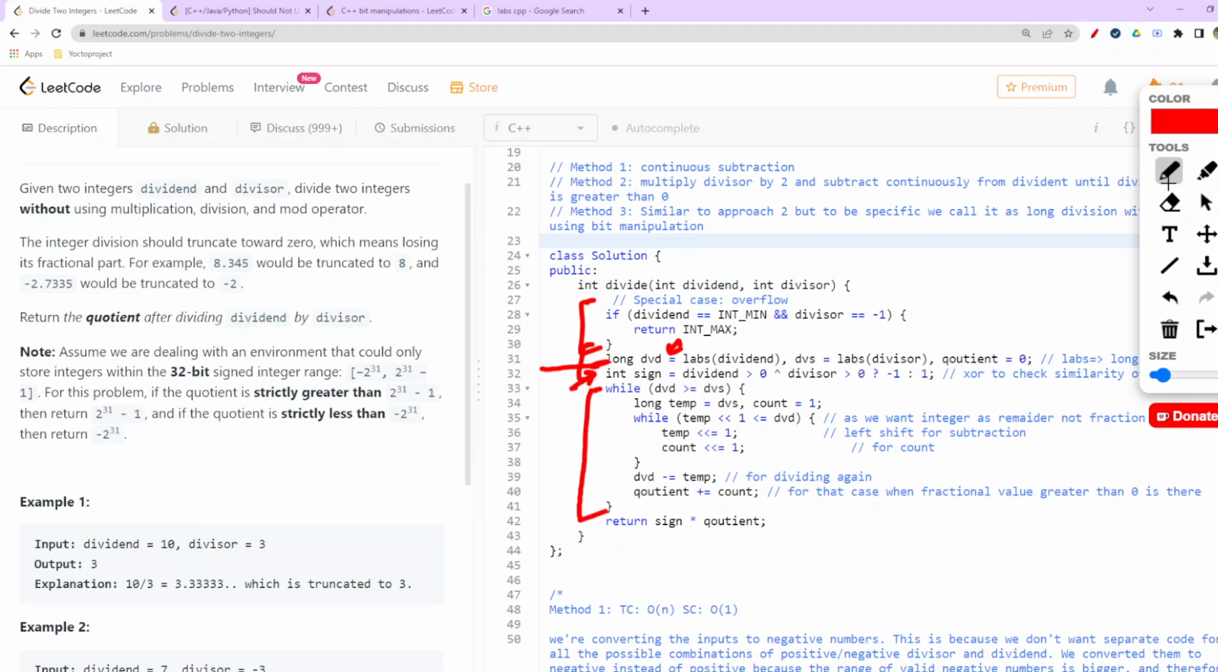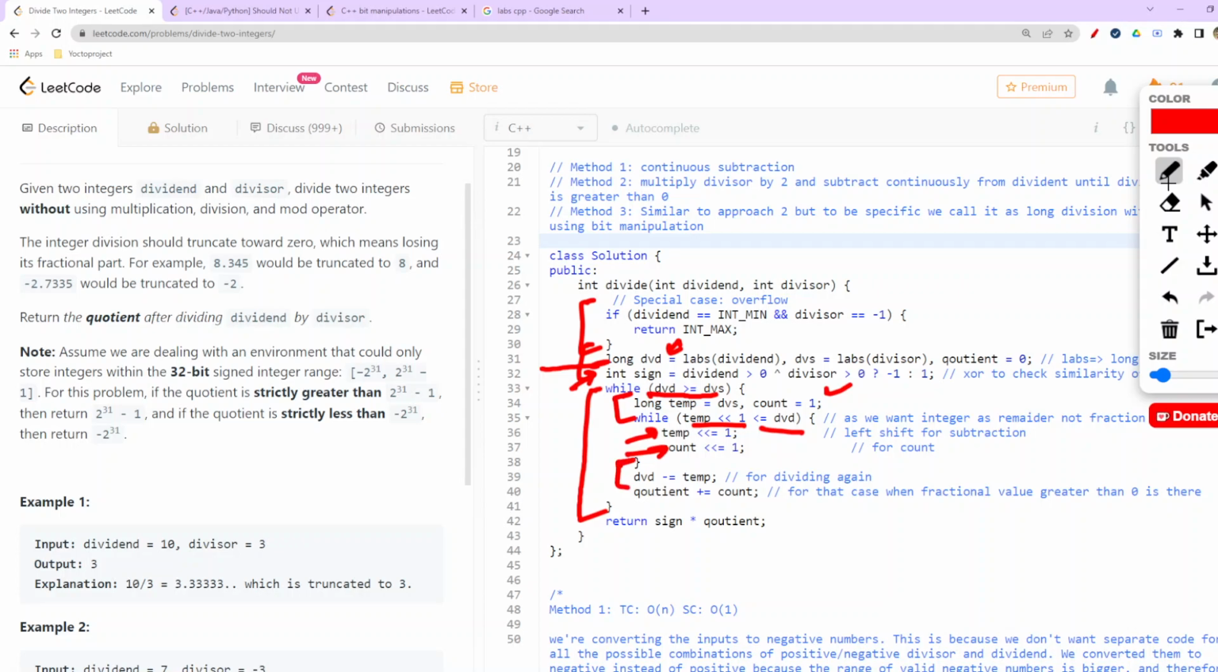And now we are doing this condition only when dividend is greater than or equal to divisor, or we can say dividend minus divisor is greater than or equal to 0. So we take this long temp where we will be having this divisor, because we are required to modify divisor at each step. And this count is there, which is acting as a quotient, right? Then we will simply left shift our temp and also keep a check that it is less than or equal to dividend. Why we are doing that I've already explained.